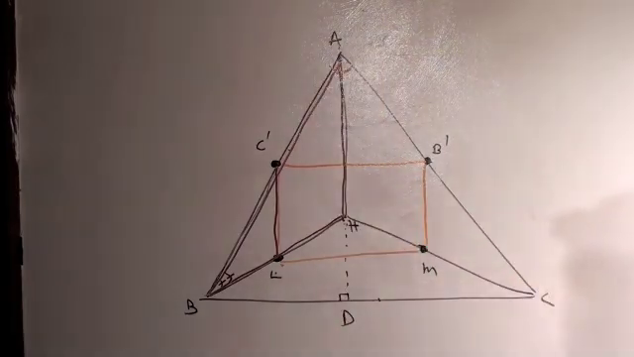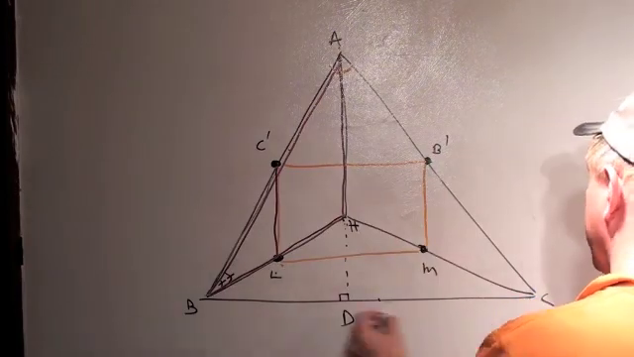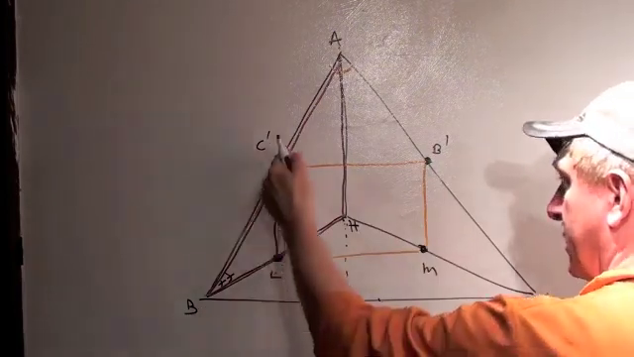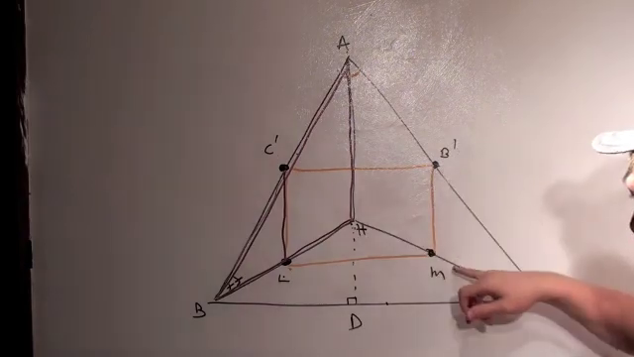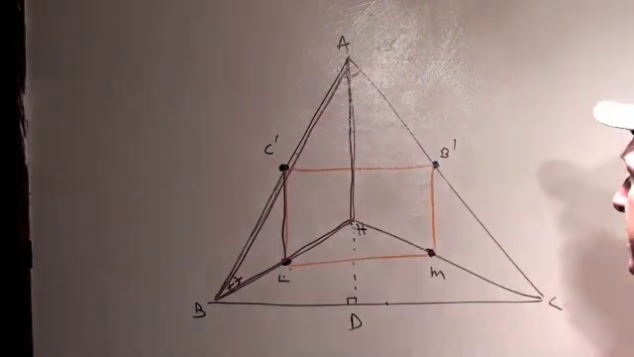So we have a nice little thing. C'L and B'M are parallel to AH. C'B' and LM are parallel to BC.